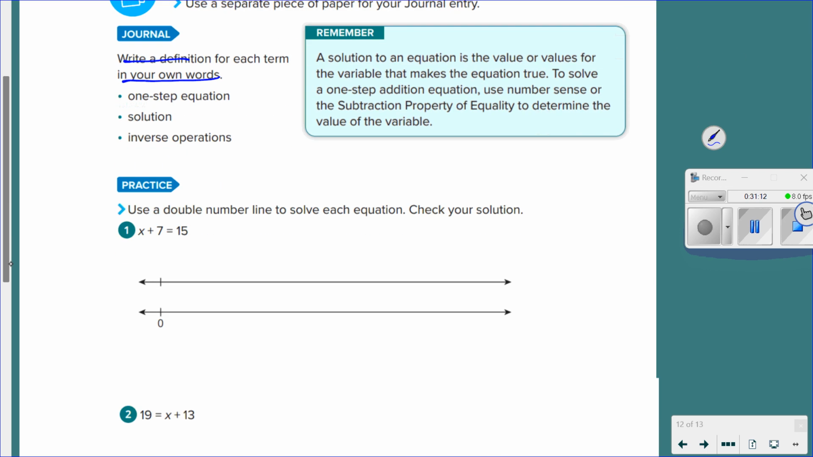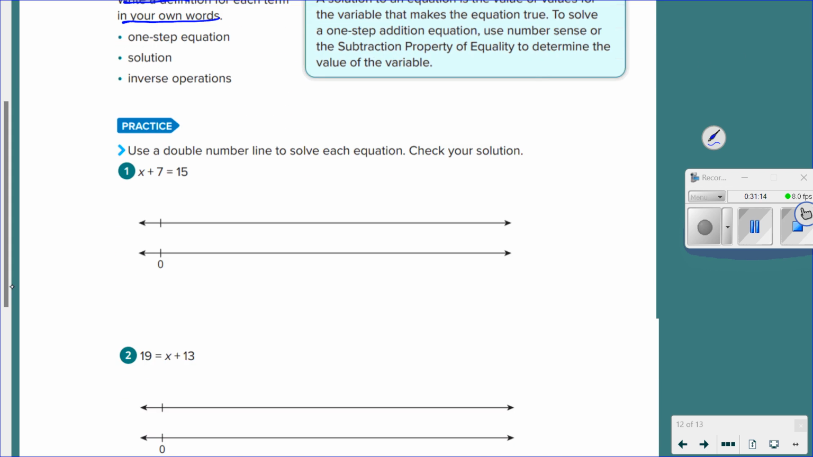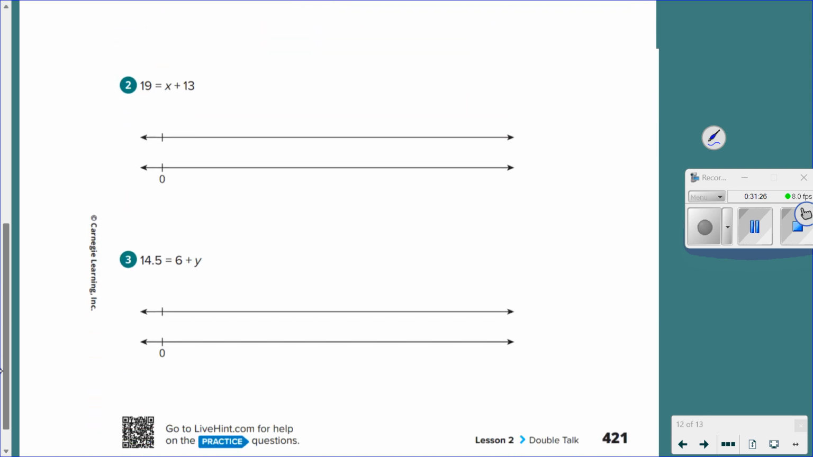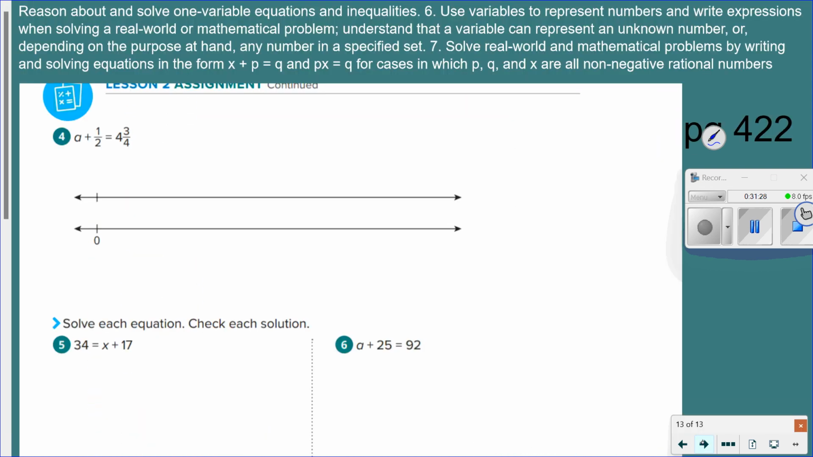Okay, on this one, you got two parts. Use a double number line to solve and check your solution. So then give me the equation. We did several of these in class today. Should be pretty easy. You got 4 of them. 3 on the first page, 1 on the second page. Directions there are the same.